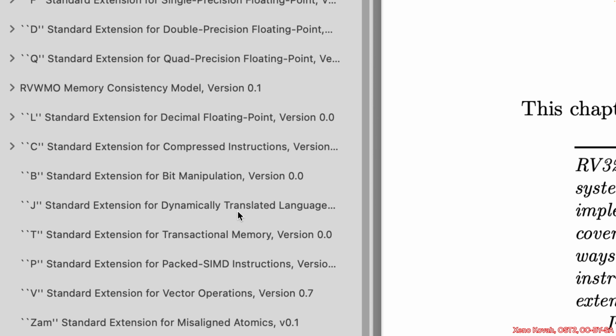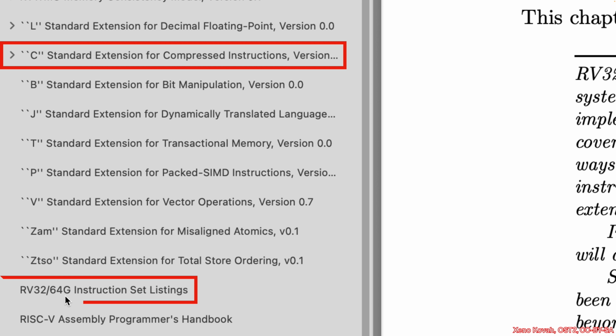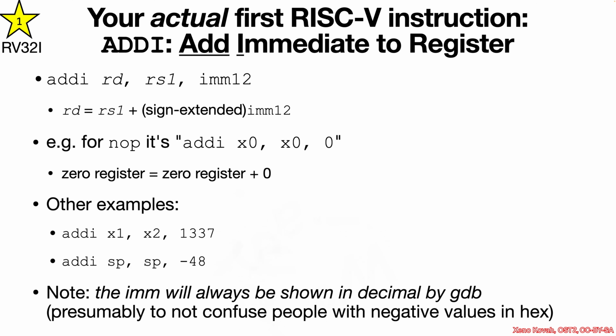If you scroll down, you can also find the C standard extension for compressed instructions, which we covered some of, but not all of the possible compressed instructions. And if you forget what exactly goes into your RV32 or 64G, that is mentioned down in this section.